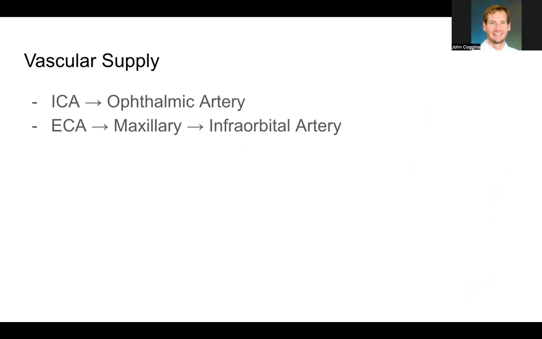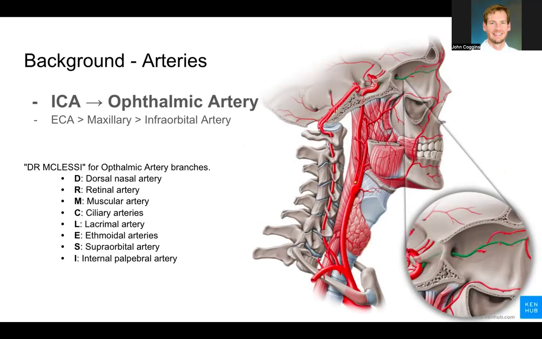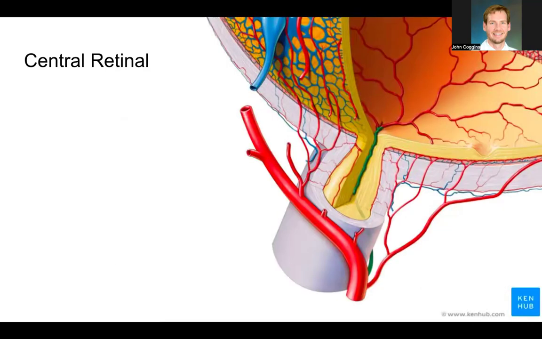There are two main sources of blood to the eye, the ICA through the ophthalmic artery and the ECA through the infraorbital artery. The ICA is by far the majority of the blood supply to the eye, so we'll be talking about that a little bit more. There's a mnemonic for the branches of the ophthalmic artery, but it's not in the right order, so keep that in mind.